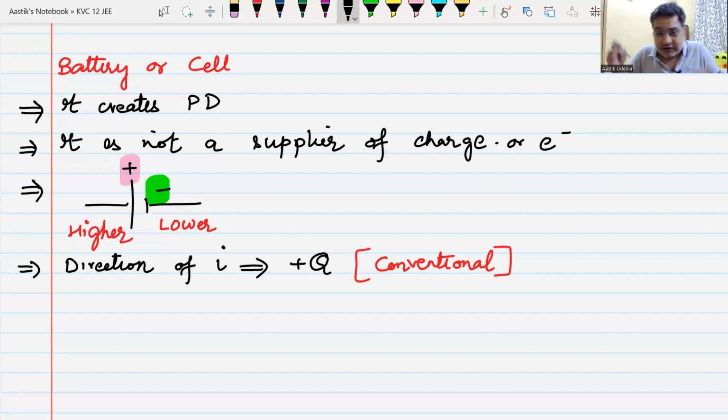Now, whenever we talk about the flow of charge or flow of current, we always take it as positive charge. We only want positive things in life, and negative things we put in a dustbin and flush it.